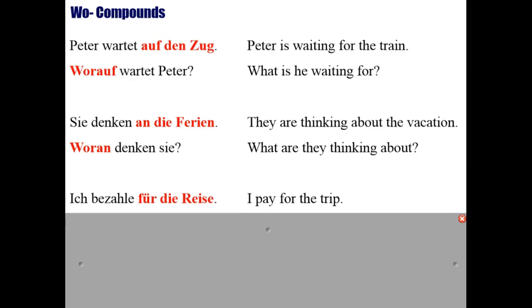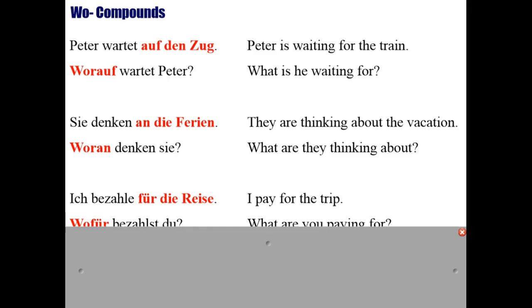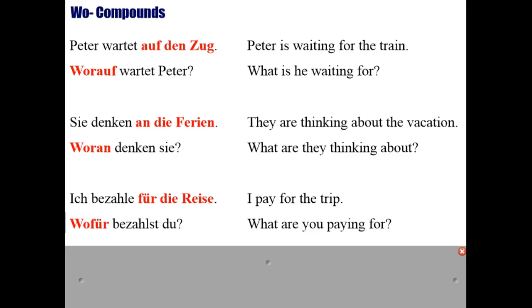Ich bezahle für die Reise. I pay for the trip. If I want to ask the question, what are you paying for? Wofür bezahlst du? What are you paying for? If our question is going to refer to a prepositional phrase and we are asking the question what, we must use a Wo compound.